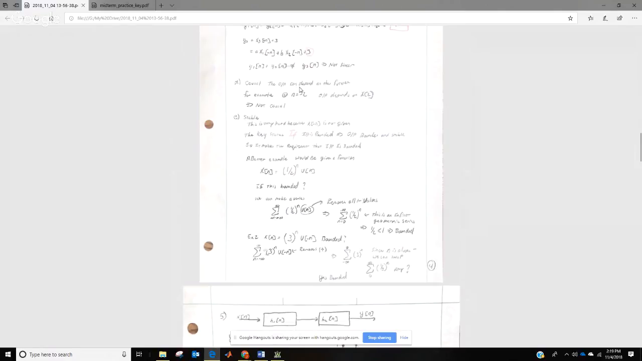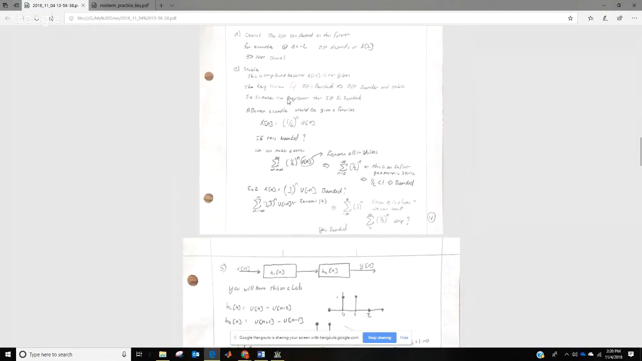Causal means the output cannot depend on future events. For any time our n is negative, let's say -2, our output will depend on the future. Therefore, we are not causal.